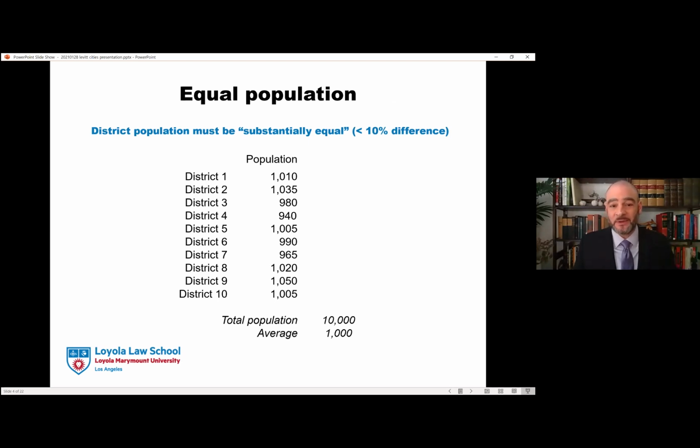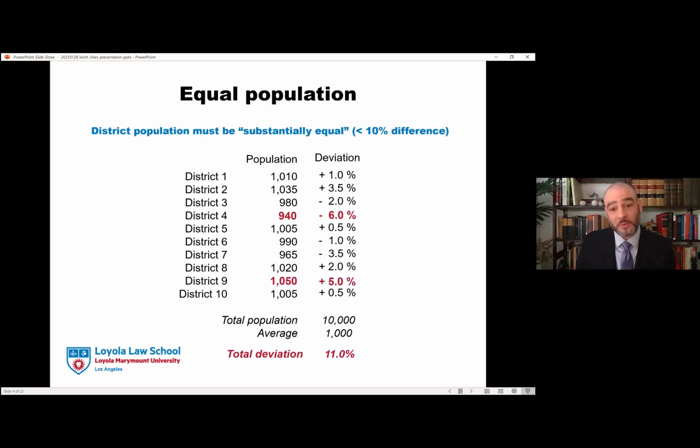Here's an example. It's very stylized, obviously, and it shows you can count the average population. You can see how big any given district is above or below average, and you can look to see if you're in trouble, if you're running over that 10% line, just by taking the biggest, the largest populated district and the smallest populated district and calculating the difference between them.